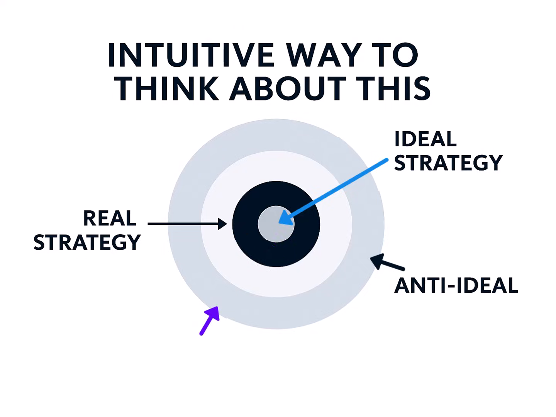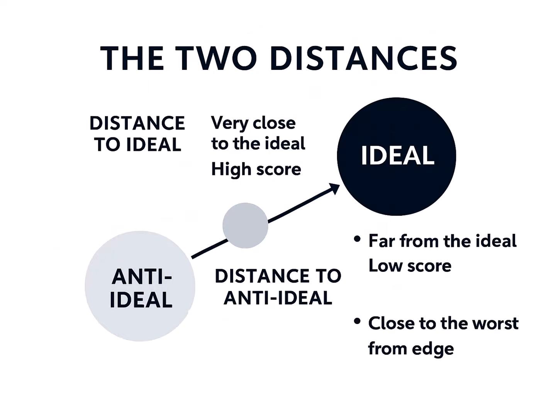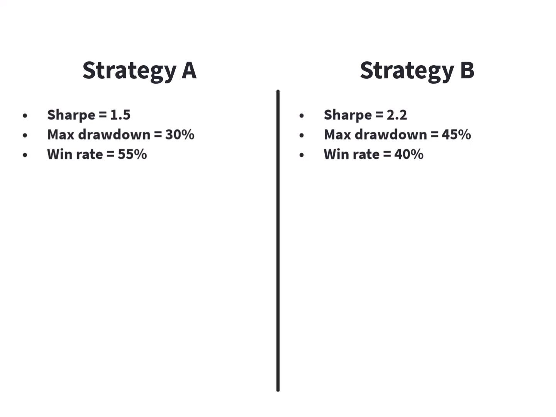So in the next step we have to calculate the two distances for each strategy, the distance to the ideal and the distance to the anti-ideal, and then combine those two in a single final score. The closer you are to the ideal and the farther you are from the worst case, the higher your score. Let's use another example where we compare two strategies and determine their distances to the ideal and anti-ideal, and then we sum these two distances into their final number called the closeness score. So here are these two examples. Strategy A has a Sharpe of 1.5, a maximum drawdown of 30, a win rate of 55.